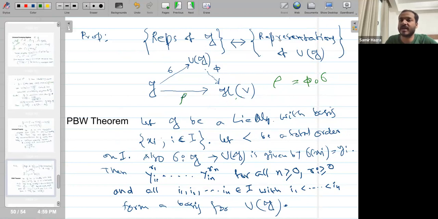So in that sense, the UG modules, the representations of UG, are in bijective correspondence with representations of G. And such a phi is actually unique. There exists a unique phi such that this holds.